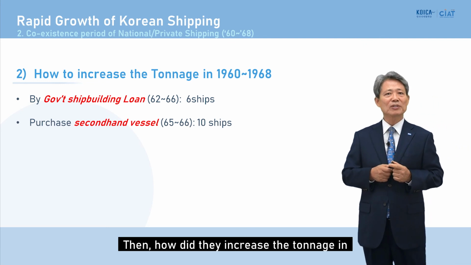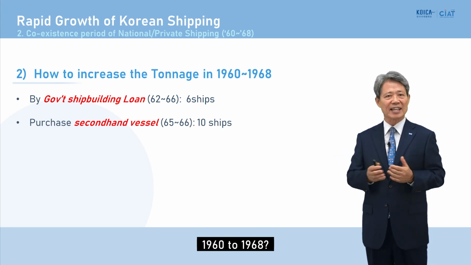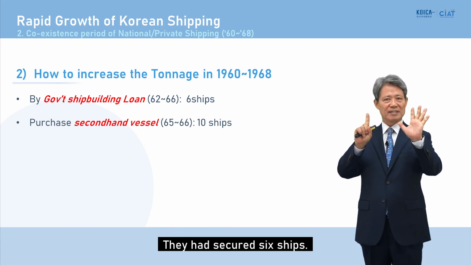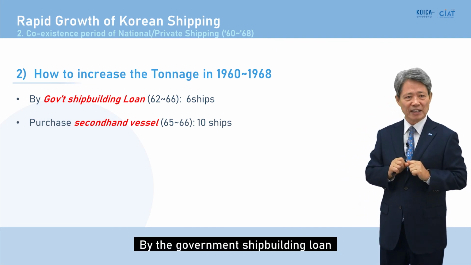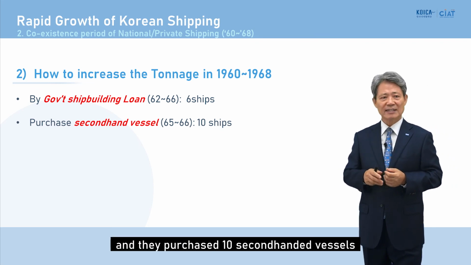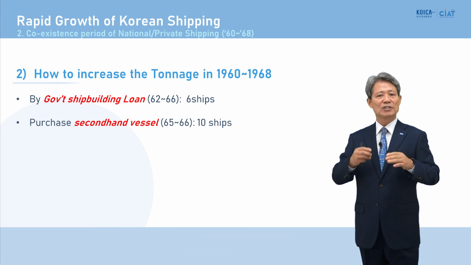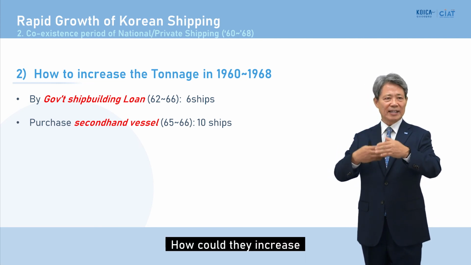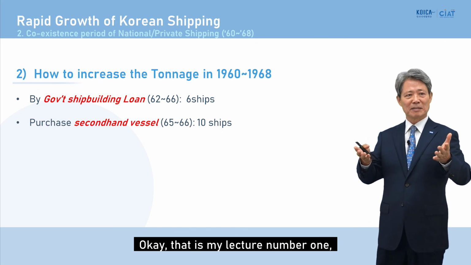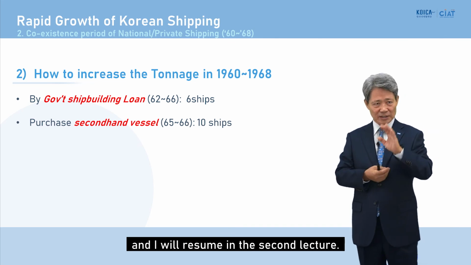Then, how did they increase the tonnage from 1960 to 1968? They secured 6 ships through the government shipbuilding loan during 1962 to 1966, and they purchased 10 second-hand vessels from 1965 to 1966. So that's how they increased the tonnage during that period. Okay, that is my lecture number 1. Then I will resume with the second lecture again.